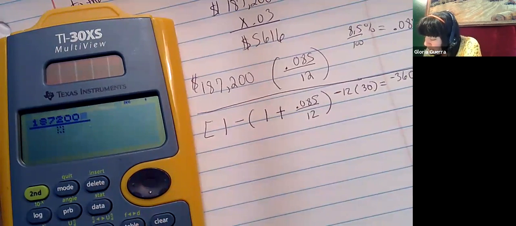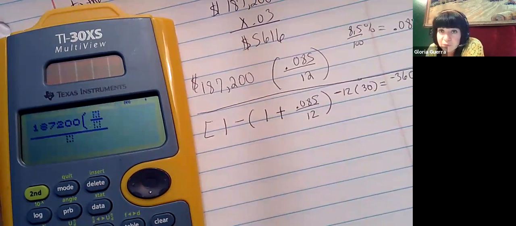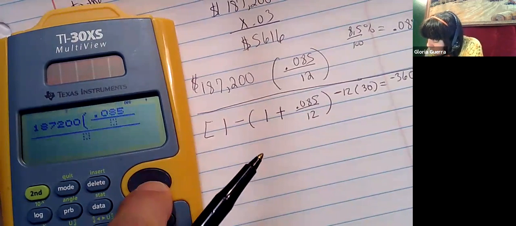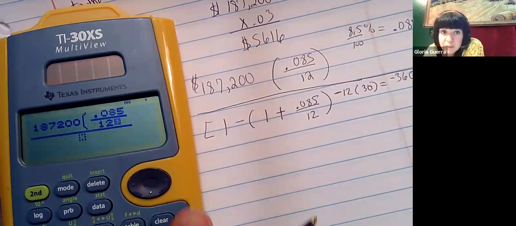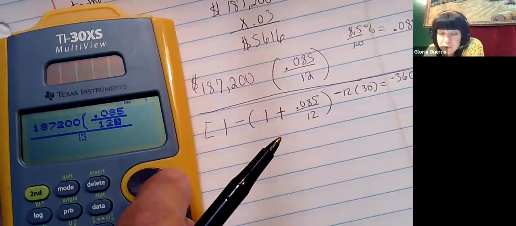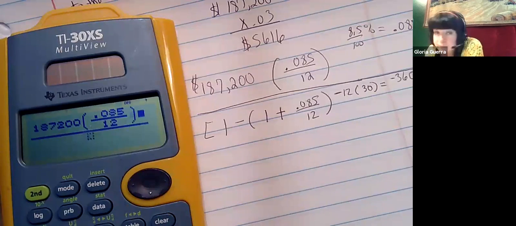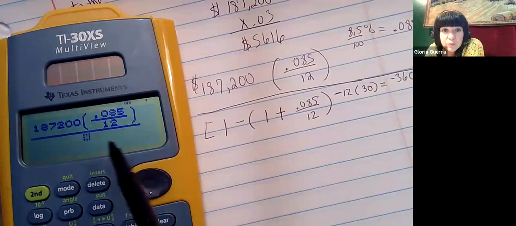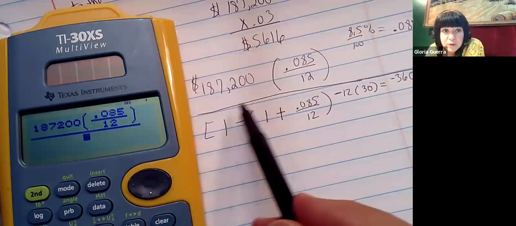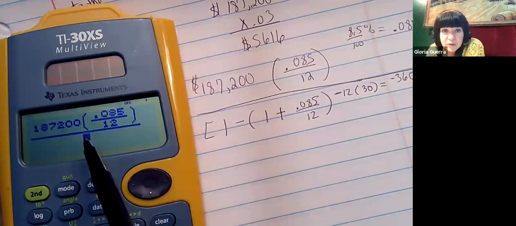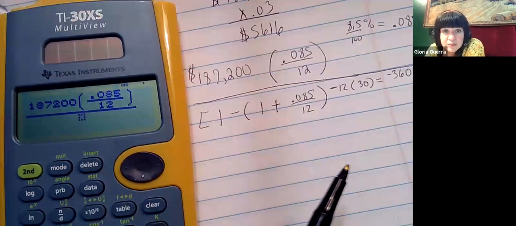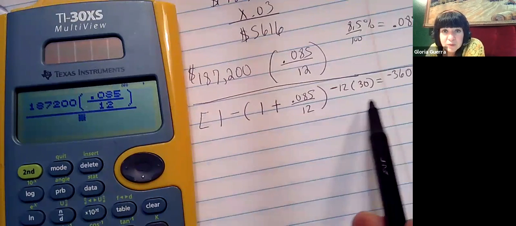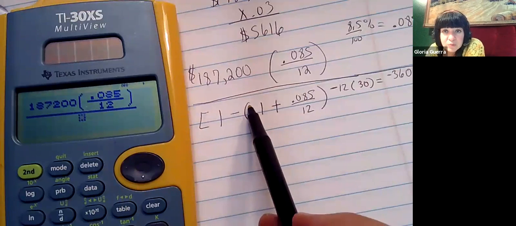187,200, and then parentheses, and then there we go. N over D, 0.085 over 12, and then come over here. Close the parentheses. Okay, then come down. And you don't need the parentheses here because this is all on the bottom. See, that's why we wanted to use this N over D key. We wanted this horizontal. So you actually don't need these brackets here. But when it comes to this, we will here.